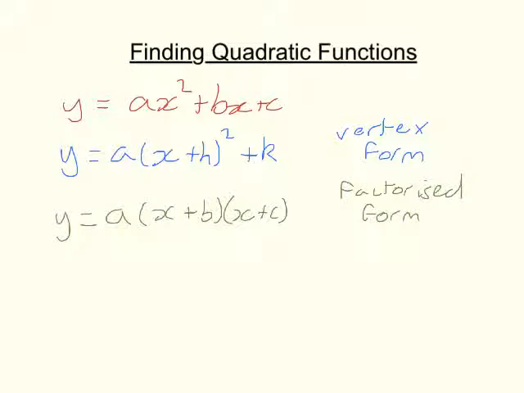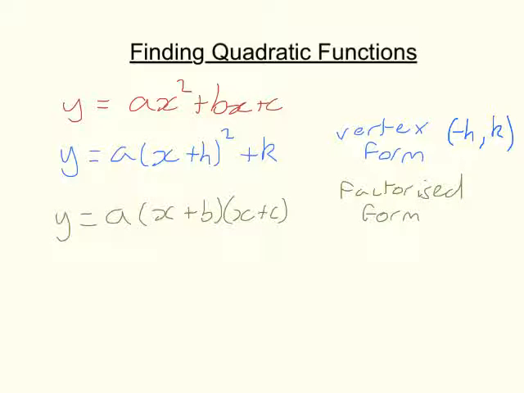The vertex form tells us the vertex. The a, if it's positive, it means we have a U shape. If it's negative, we have an N shape. And the bigger the number, the steeper the curve. If it's a fraction, a half for example, then it will be a shallow curve. The h and the k tell us the vertex. In this case, the vertex would be minus h, k. It's always the opposite sign of the h, but the same sign of the k. And the h is in the x direction, the k is in the y direction.